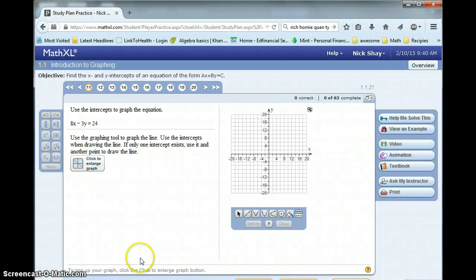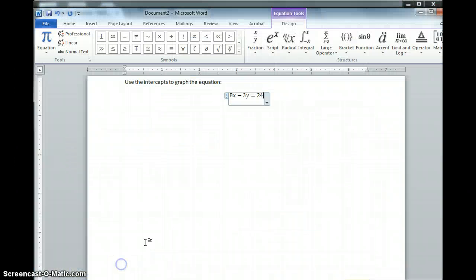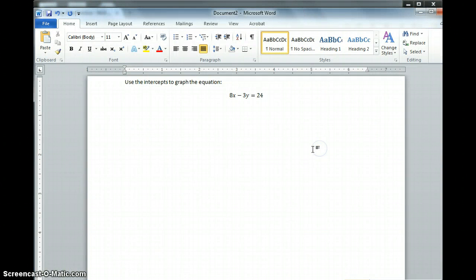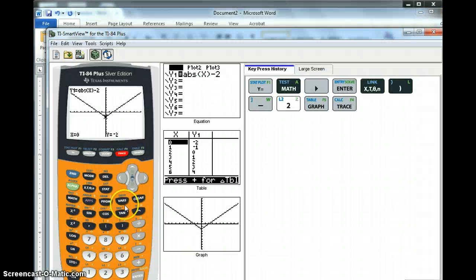Okay, so another pretty often missed problem was: use the intercepts to graph this equation. I'm going to work this out on this Word document, but what we need to do is find the x and y intercepts. To find the x-intercept, I'm just going to pull up a graph so we can look. Do you see on the x-axis that the value of y is 0?